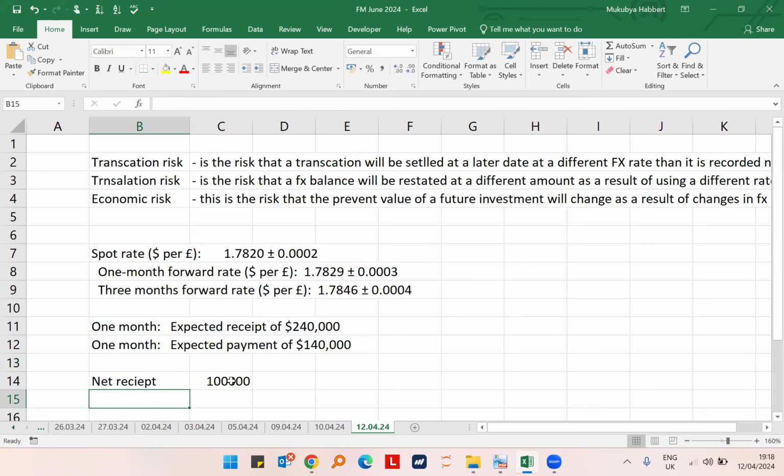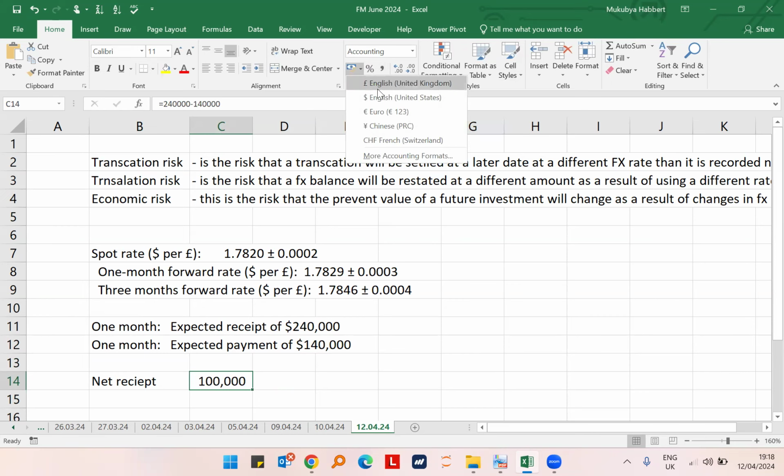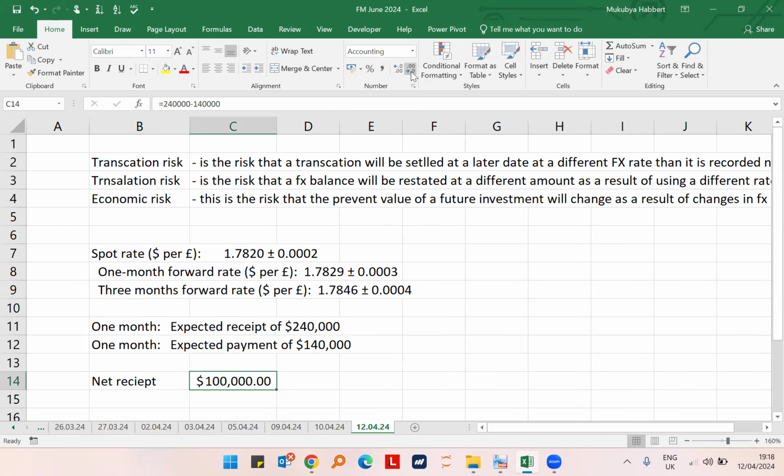So we have a net receipt of $100,000. Is that part clear? You need to understand that since they are all occurring in 1 month, ideally when you receive the dollars of 240, you use 140 to pay off the payment and you remain with 100,000. That's what we are going to convert now to pounds.